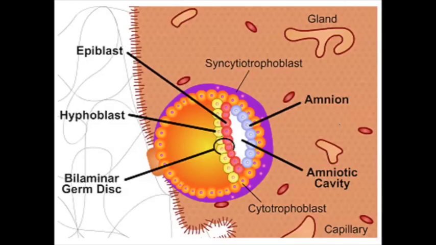This is a more schematic view or drawing, where you see this bilaminar disc. It is written here, bilaminar germ disc. This becomes the embryo. And all the things around are the supportive structures.